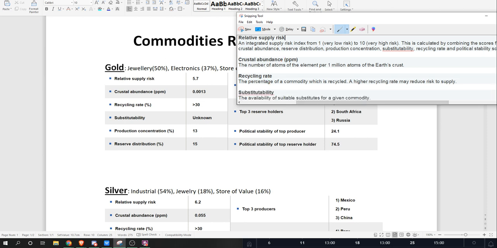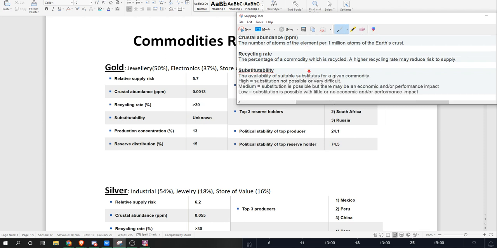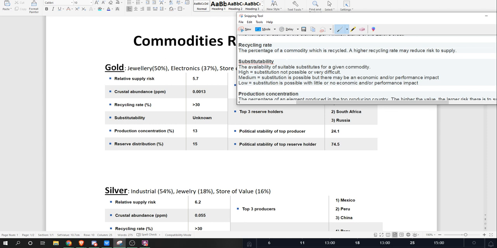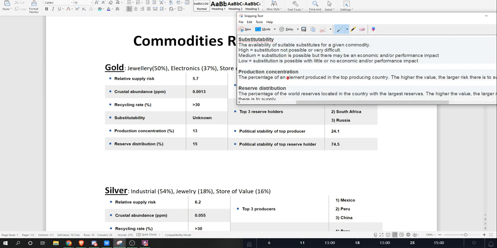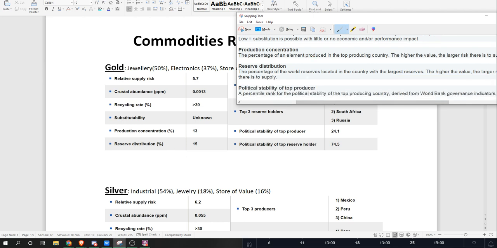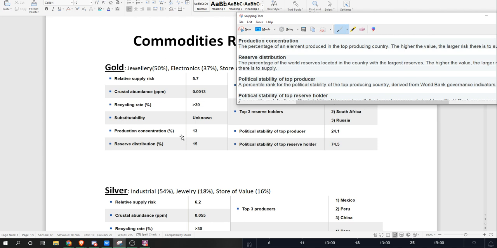Recycling rate is the percentage of a commodity which is recycled. It's over 30% for gold. The ability to substitute gold, it says, is unknown, although we will look at other metals and see the ability to substitute one metal for another. Production concentration is a 13, so it's not too at risk in terms of gold. And then reserve distribution is at 15, which is also very low.